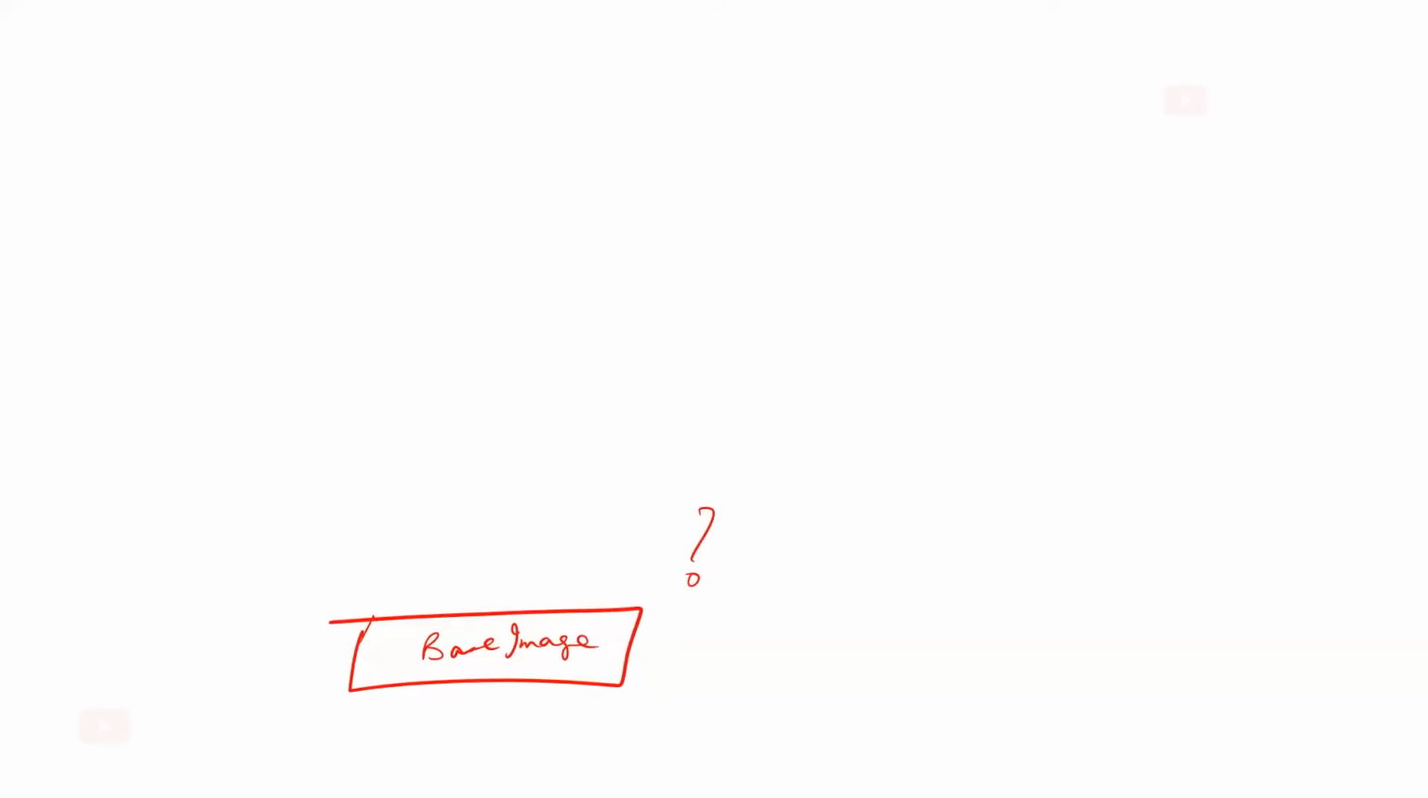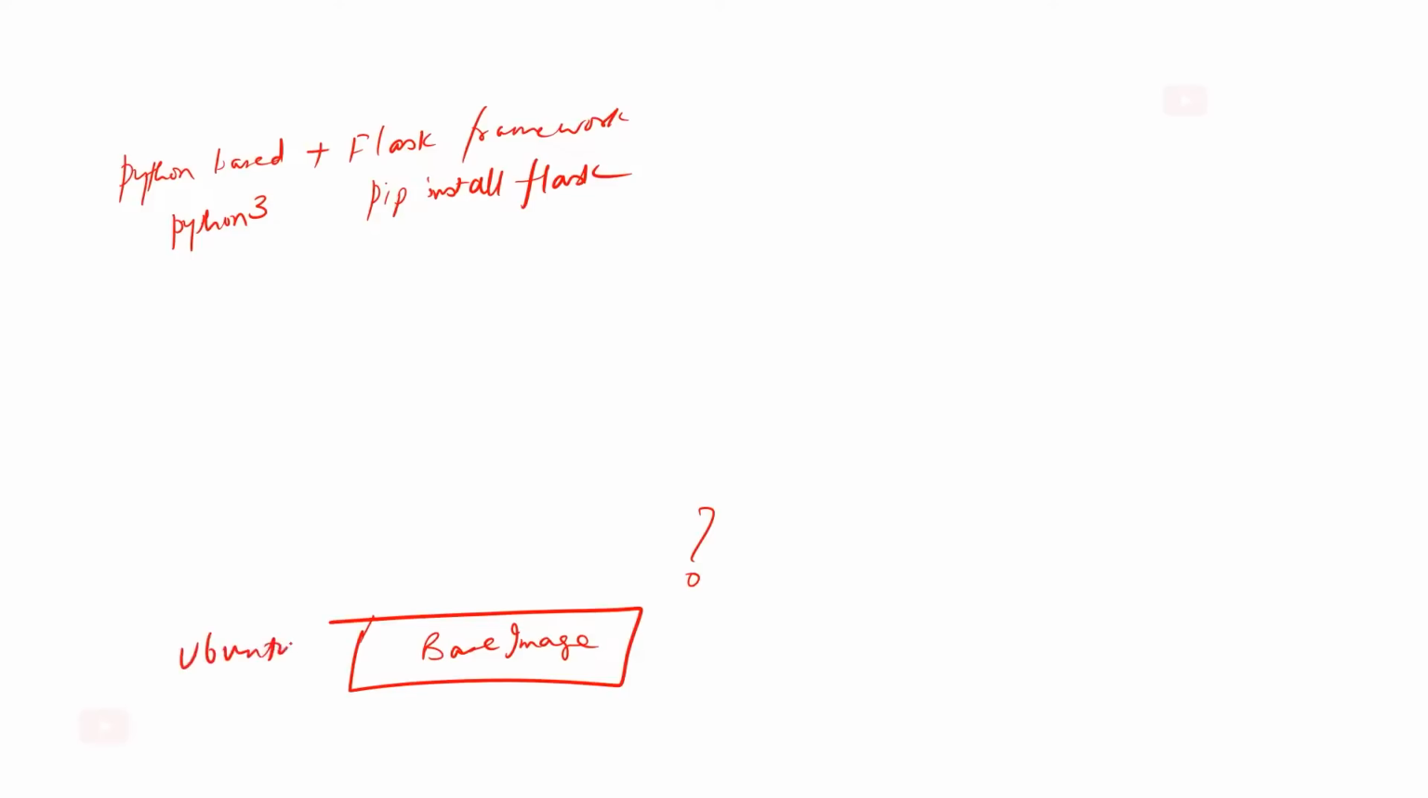Let's say I'm trying to build a Python based application, with Flask as the framework. Python means, of course, I need to have Python installed, let's say Python 3. Flask means I'll use pip as the package manager to install this Flask framework. But how do I make sure that Python is installed first? There are multiple ways. I can take Ubuntu as the base image, and then install Python on top of it. Correct?